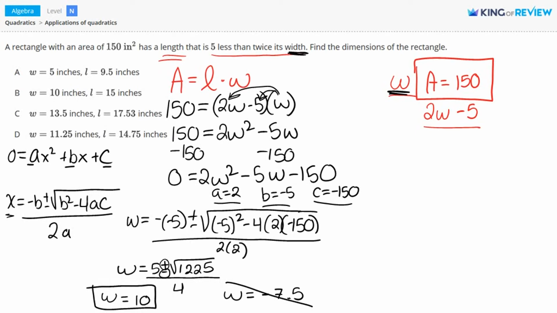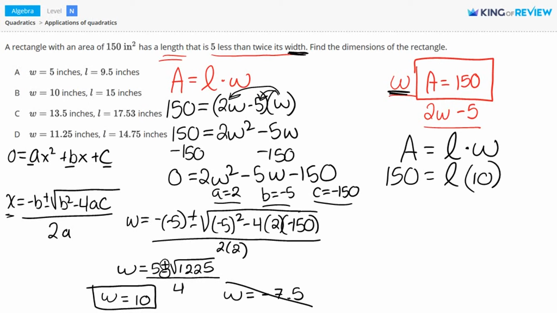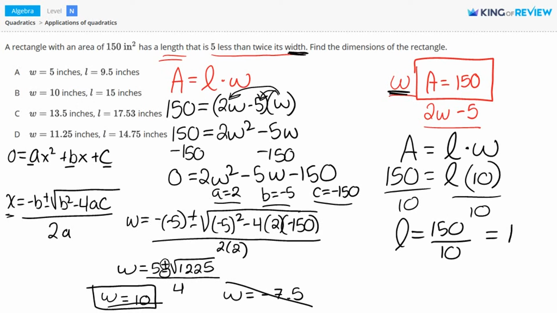Now we can calculate the length. The equation area equals length times width is the area of a rectangle. And now let's insert the information that we know. Area is 150. The length is what we're solving for. And the width, that's 10. We solved for that here. So now we have L equals 150 divided by 10, and this equals 15. So the length equals 15.